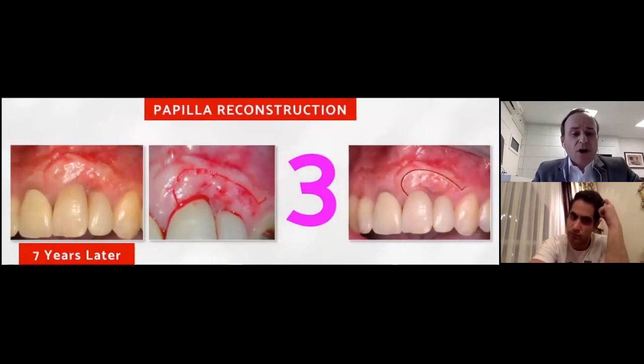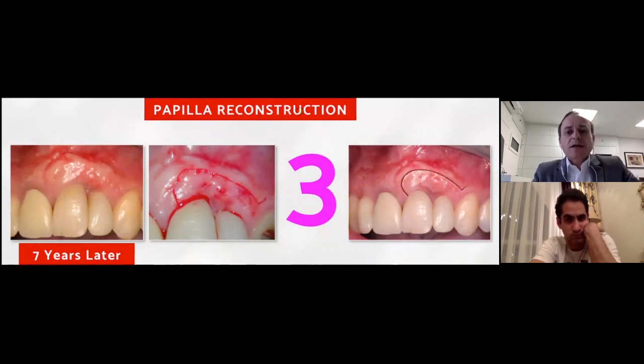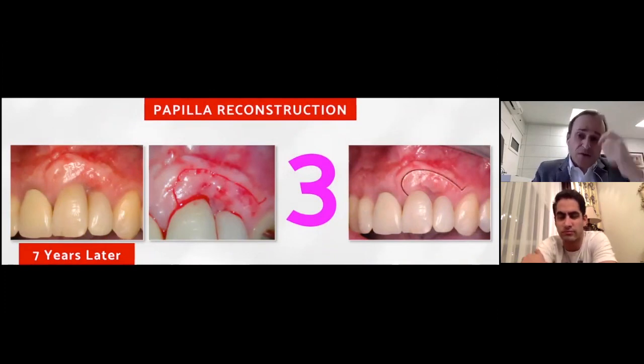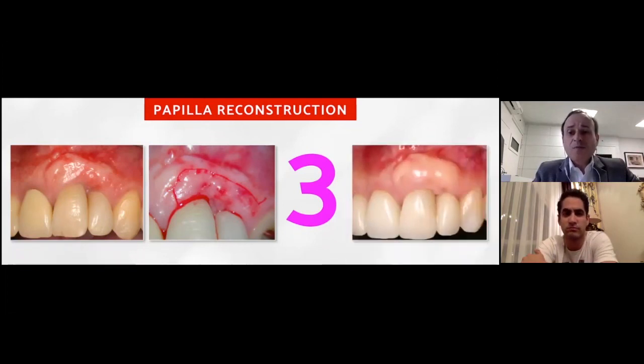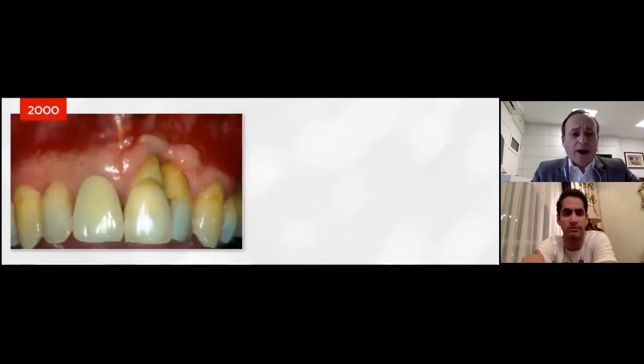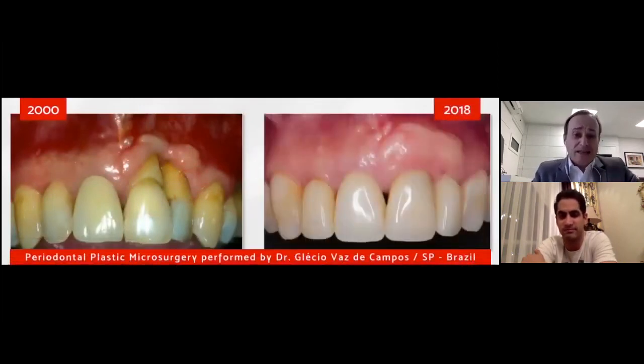So 7 years post-op, the patient was still complaining about the absence of the papilla. And my colleague suggested, why not do a papillary reconstruction? This is what he did. This is the incision that he performed. Reflected tissue and introduced the connective tissue underneath the flap. This is the post-op after 1 year. Everything was working quite well for such a long time, 18 years.